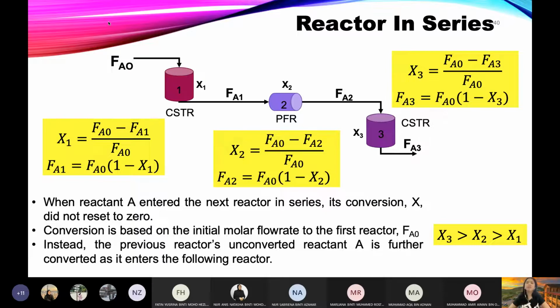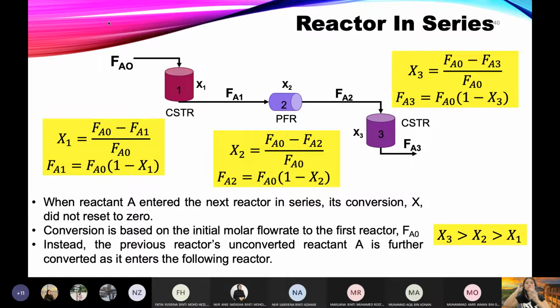Okay, so that's why I keep saying conversion dia tak reset, dia bukan 50% reaktor pertama, tiba-tiba reaktor kedua jadi 25%. Tak, dia akan sentiasa meningkat sebab we calculate based on the original molar flow rate that enters the very first reactor. So naturally your conversion will increase with the number of reactor. Maksudnya X2 bigger than X1. If you have third reactor, X3 bigger than X2. You have the fourth reactor, X4 bigger than X3.